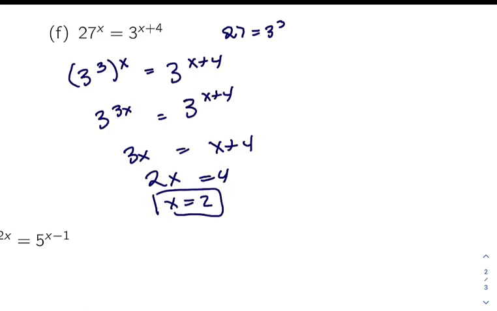And here's what I did. I started with recognizing that 27 actually is the power of 3. And so I could write 3 to the third to the x is equal to 3 to the x plus 4. Then I wrote that power as 3x, multiplying those powers together. Once I did that, I was ready to equate my powers and ended up with 3x equals x plus 4. That left me with a linear equation, which I solved by subtracting x and then dividing by 2.